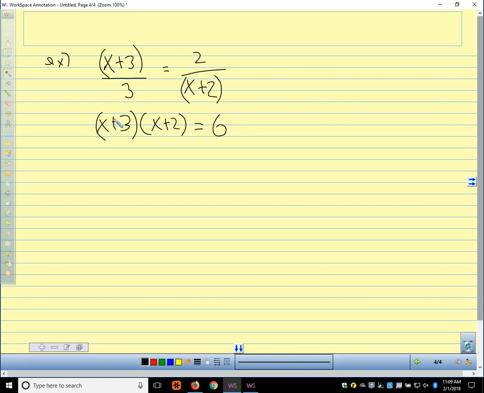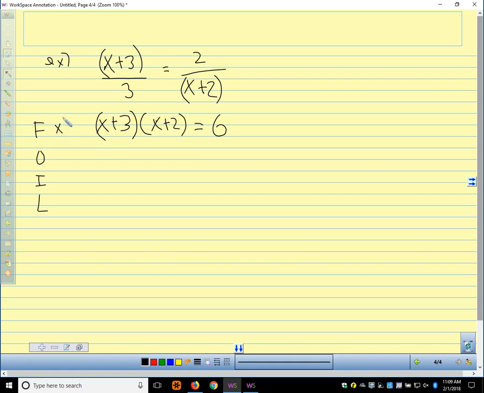Well, now I have these two parentheses multiplying each other. What do I have to do when I have something like this? I have to FOIL. So let's write it out over here. So when we multiply this out, our little acronym to help us remember is FOIL. If you don't remember it, write it out. F means first. So we're multiplying the two first things. X times x.